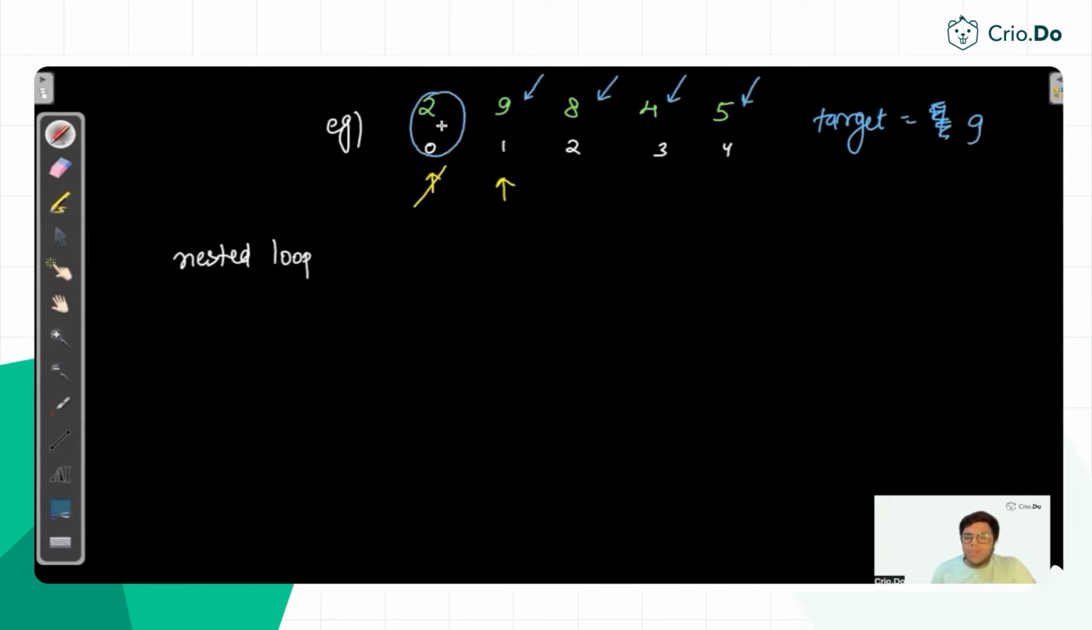Should I start the loop from the zeroth index again? Actually, no. If I have already compared nums of 0 plus nums of 1, there is no need to compare nums of 1 plus nums of 0. It is one and the same pair. So we can start directly with the second index. Is 9 plus 8 equal to 9? No. Is 9 plus 4 equal to 9? No. Is 9 plus 5 equal to 9? No.